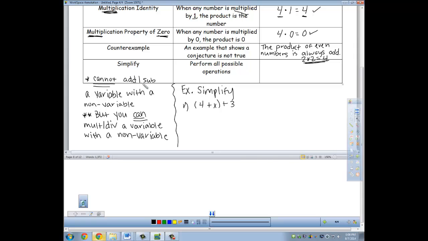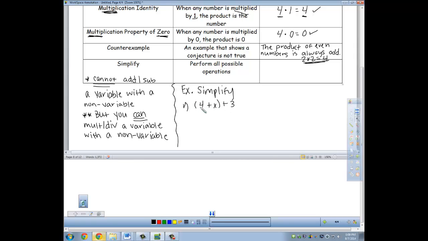So my rule says I cannot add or subtract a variable with a non-variable. So here 4 is a non-variable because there's no letter. x is a variable because it has a letter. So 4 plus x, I cannot do that because they are different. They are not like terms. So I will say that a lot. If they are not like terms, that's just basically what this rule is saying. One has a variable, one doesn't, or they have different variables. So I cannot put 4 and x together.